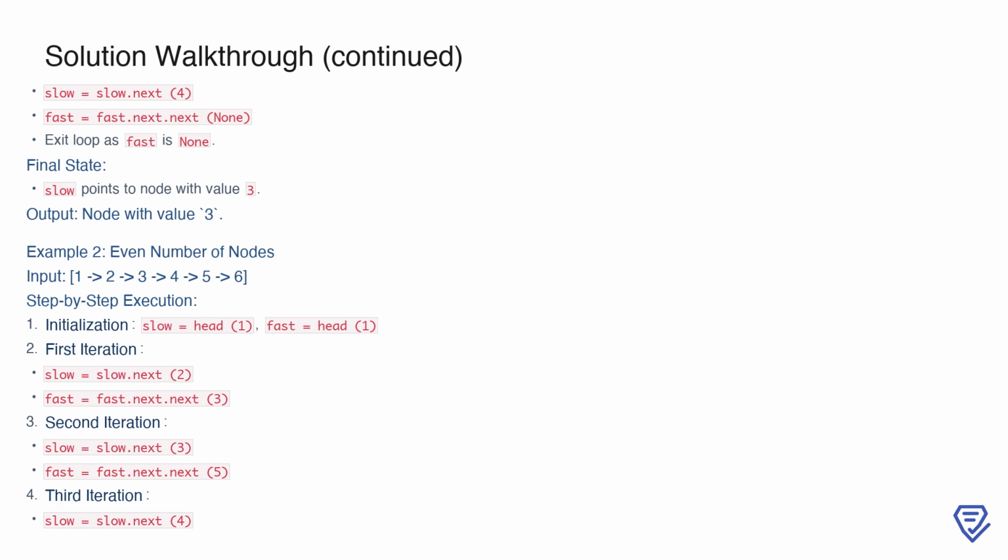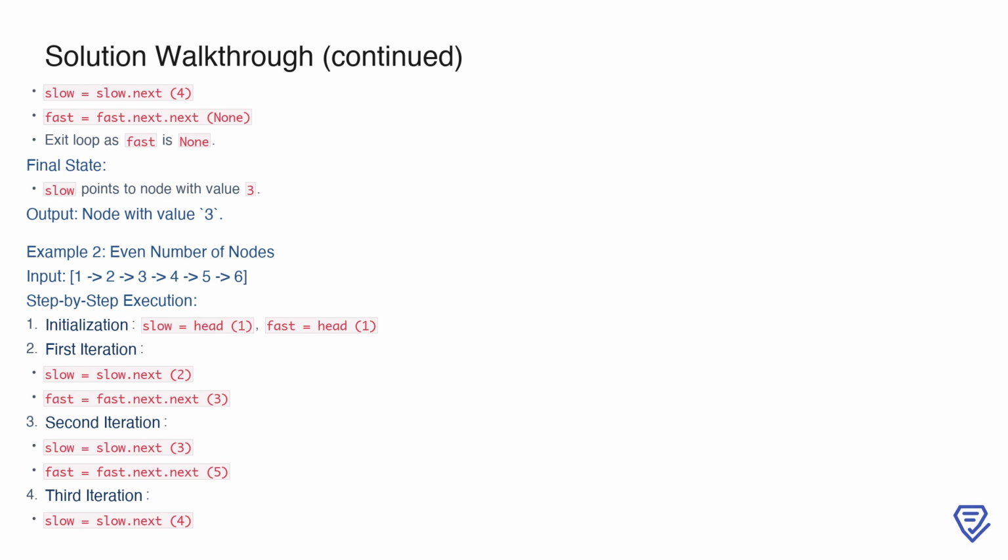Now, let's consider an example with an even number of nodes, 1-2-3-4-5-6. Again, we initialize both the slow and fast pointers at the head, which is node 1. In the first iteration, the slow pointer advances to node 2, and the fast pointer jumps to node 3.